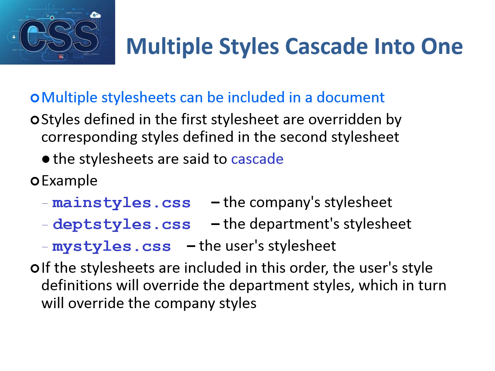This is an example. In this example, we can have three CSS files. The company style sheet is namestyles.css, then departstyles.css, that is the department style sheet, and mystyles.css, that is the user style sheet. If the style sheets are included in this order, the user style definition will override the department styles, which in turn override the company styles.